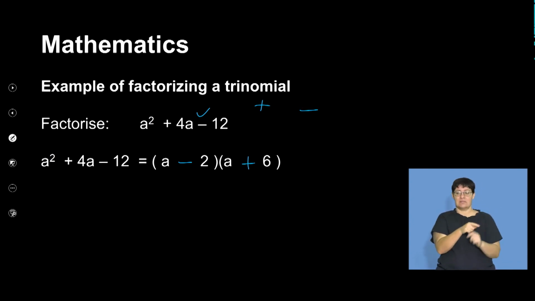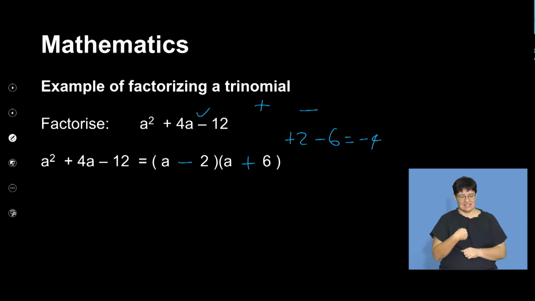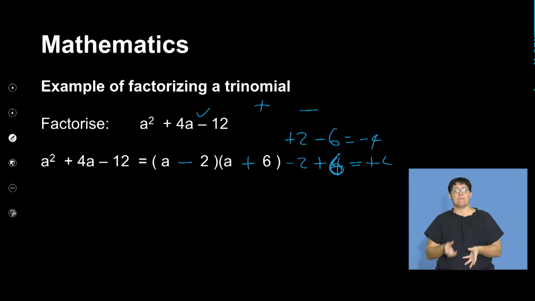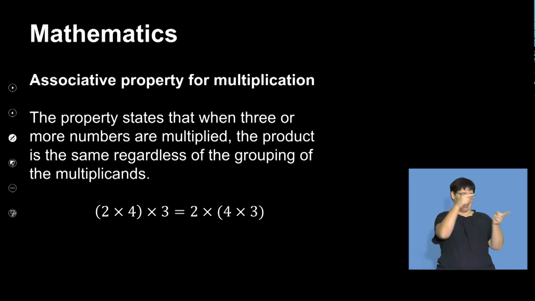Why is that the case? It's because I want that when you add them and subtract them, you must get a positive 4. So if it became plus 2 minus 6, this will give me negative 4, you see. So it is not what I want. What I actually want is minus 2 plus 6, which will definitely give me a positive 4. I was already thinking of what the answer is supposed to be.